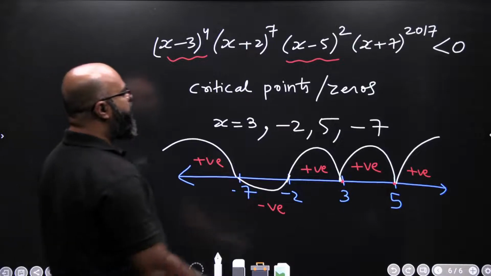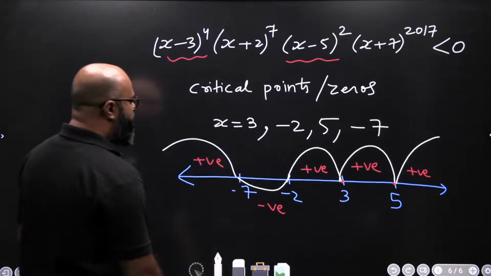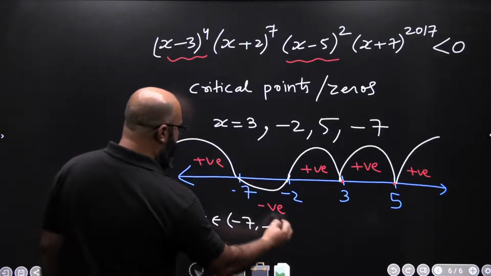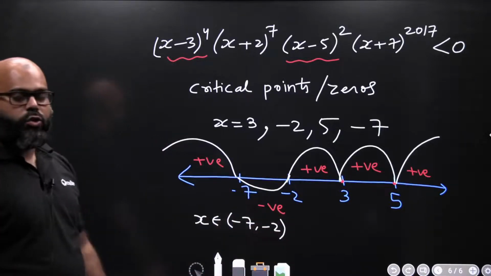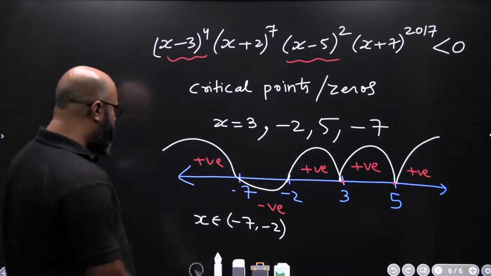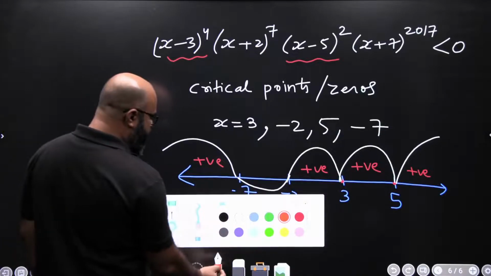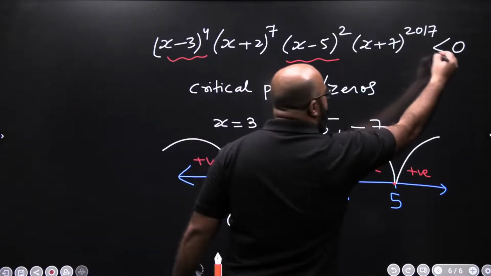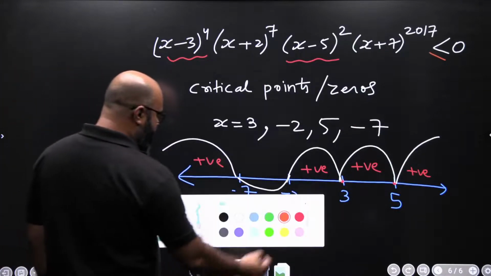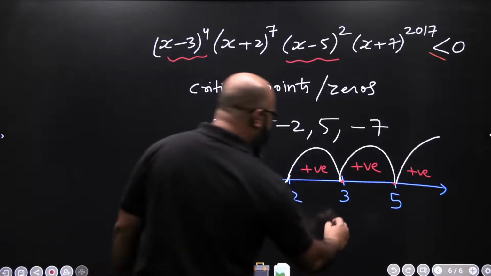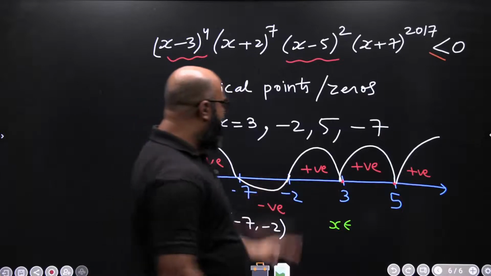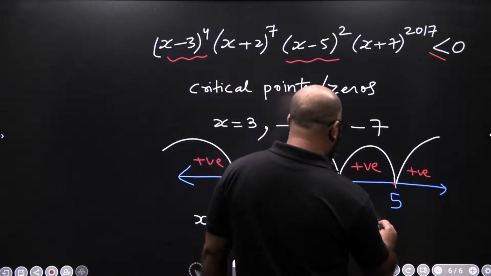Now you have to find where it is less than 0. It is less than 0 only between minus 7 and minus 2. You could have also solved for greater than 0. For the rest of the places it is greater than 0 or equal to 0. Suppose I make a question like this, making it more complicated. It is less than or equal to 0. Equality is also there. So what will happen? If it is less than or equal to 0, then x belongs to minus 7 to minus 2, where both of them are included.